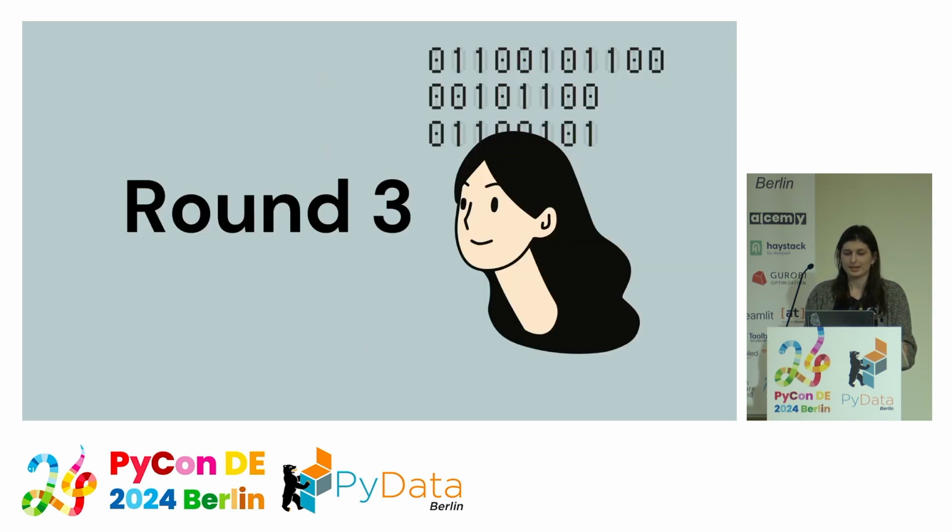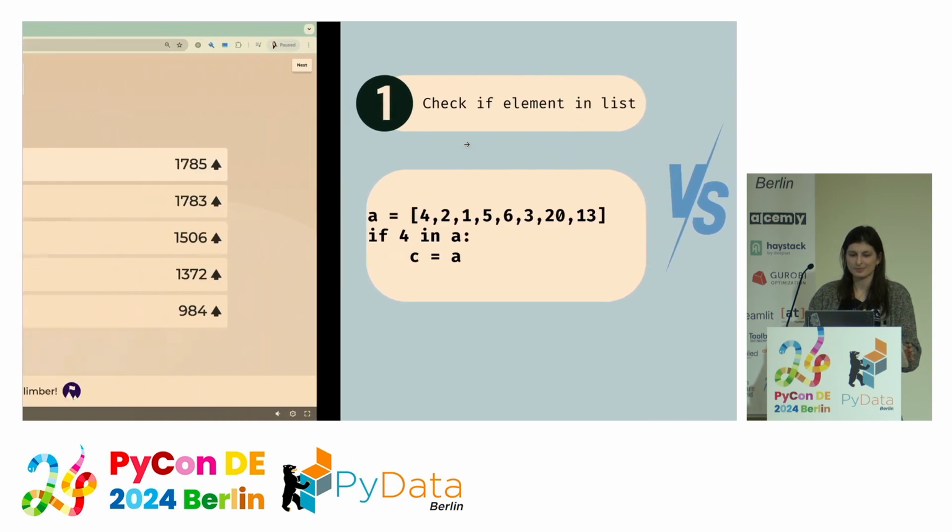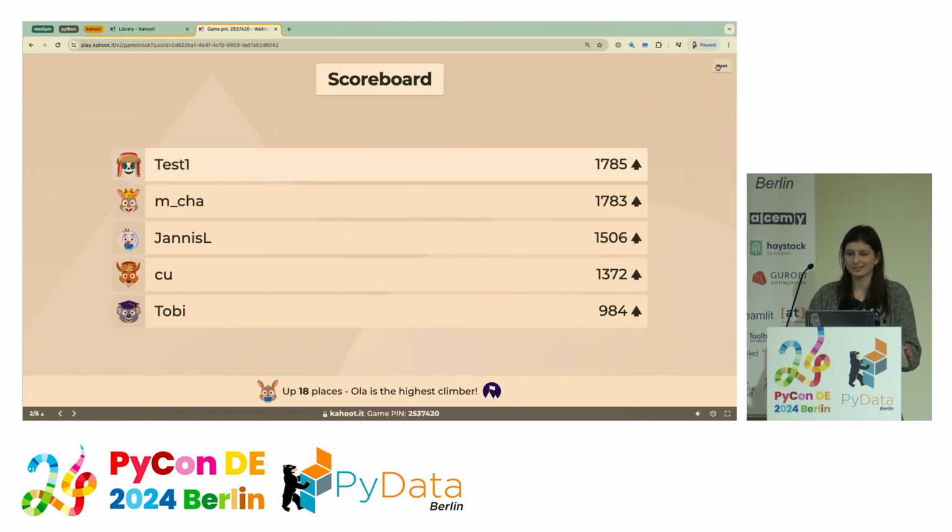Great. Next, round 3, and here is also a trick. We don't have one question, we have 2 questions. The idea of this round is to check an element in the list, and also check an element in the set. What's faster, if you use list or if you use set? And the number of elements for list and set are totally the same. So let's go and see.